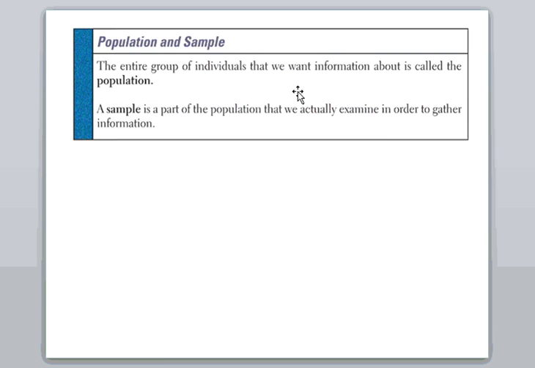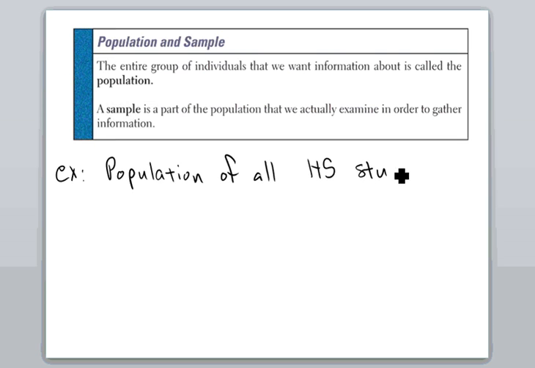So here's an example. Let's say we want the population of all high school students. Well, we can't really look at all high school students, so the sample we're going to take would be just Forest Lake Senior High.